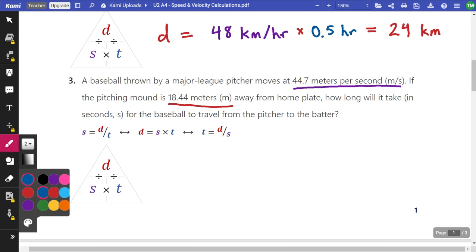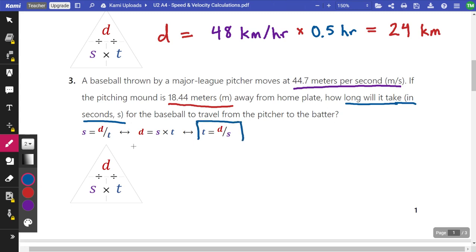So we want to figure out time. How long will it take, in seconds? We're searching for time, so we want t equals in our equation. Looking at my options here, t equals d divided by s is going to be my best option. Or if I want to use the triangle, I can cover up the t, and what I have left is d divided by s, my distance divided by my speed.